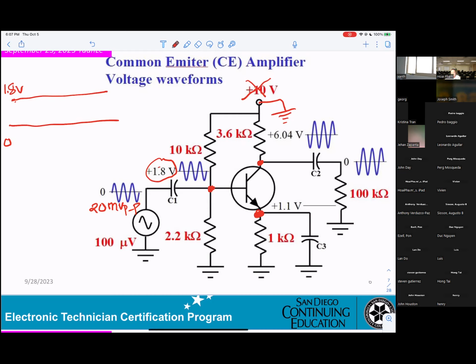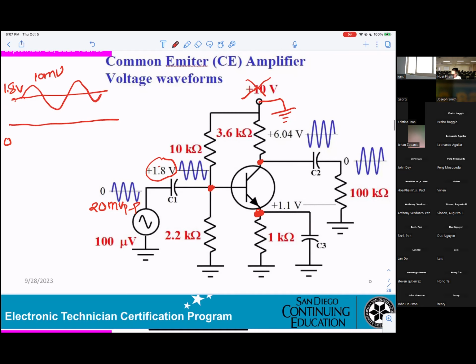How about signal? 20 millivolt peak to peak. Plus AC voltage. They will be here. So basically, that will be 10 millivolt. That means in the middle, 1.8. That's what I showed you.